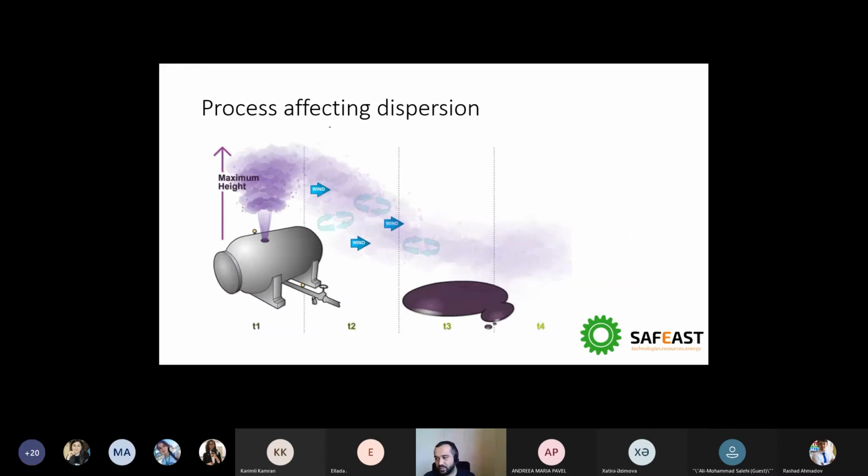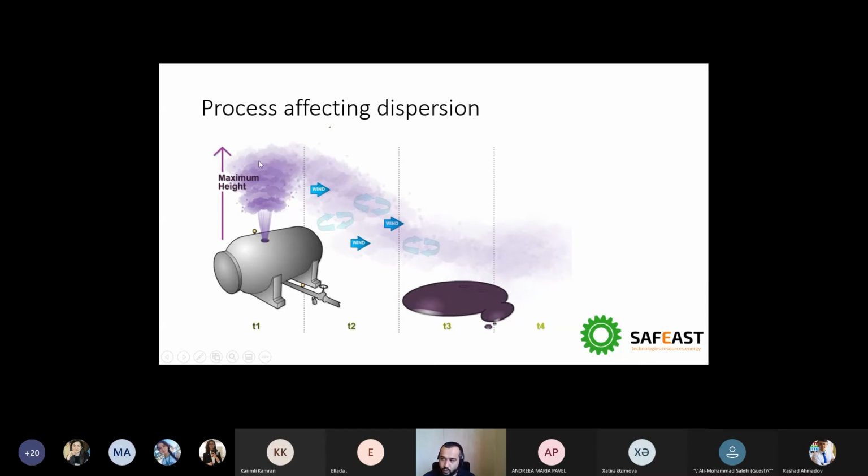And in terms of the process, as you can imagine, let's look at it through a timeline. Let's say at T1, in the first second, the release happens. So what happens? Due to its momentum, due to its upstream condition, it will have a certain momentum and go in a certain direction, and it will reach the maximum height it can.